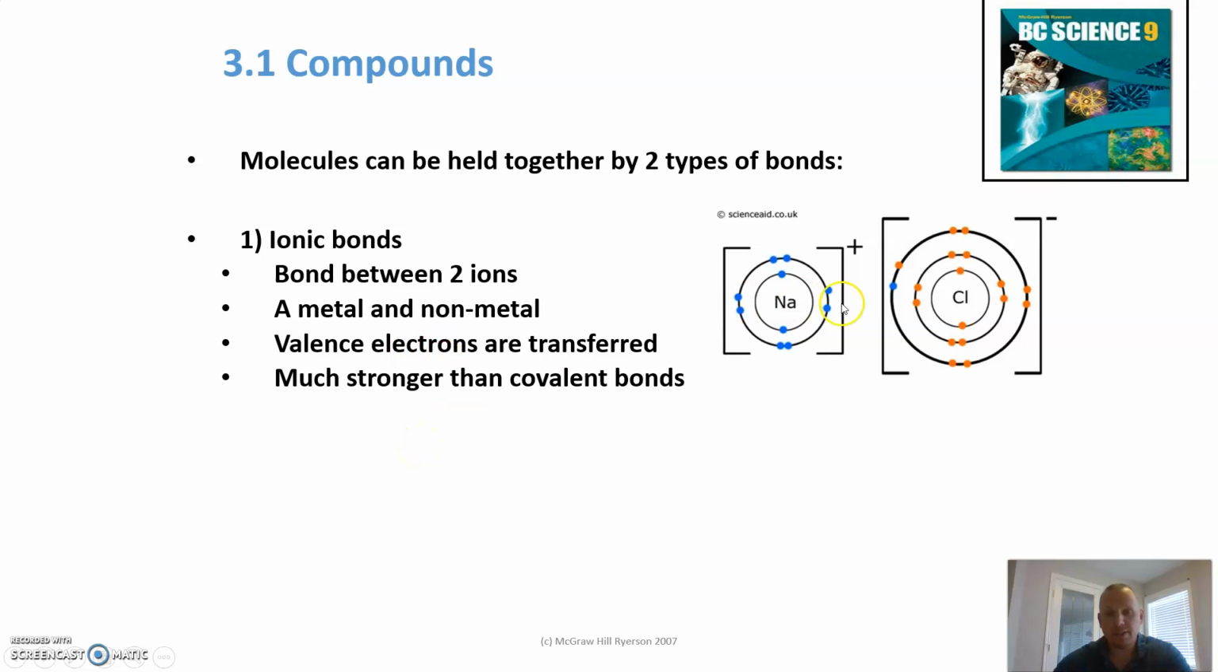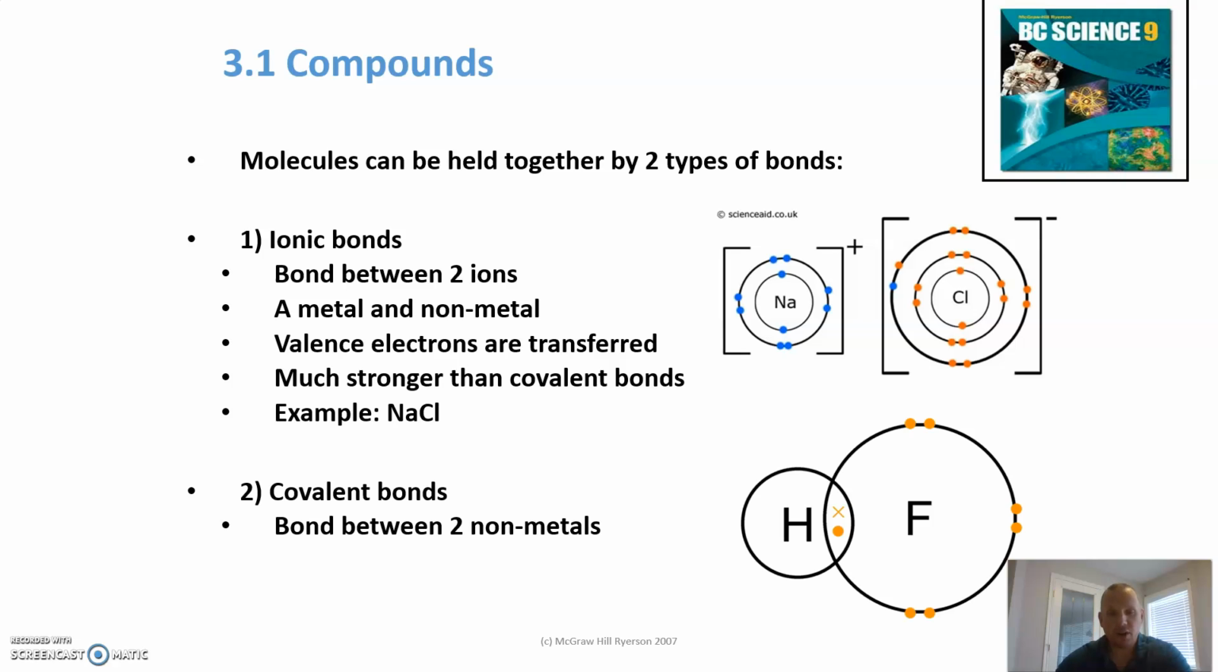Once that happens, there's an attraction between the positive charge and the negative charge. So they're held together by an electromagnetic force. An example of that is sodium chloride, NaCl. And that's an ionic bond. And these are way stronger than the next type of bond I'm going to talk about, covalent bonds.